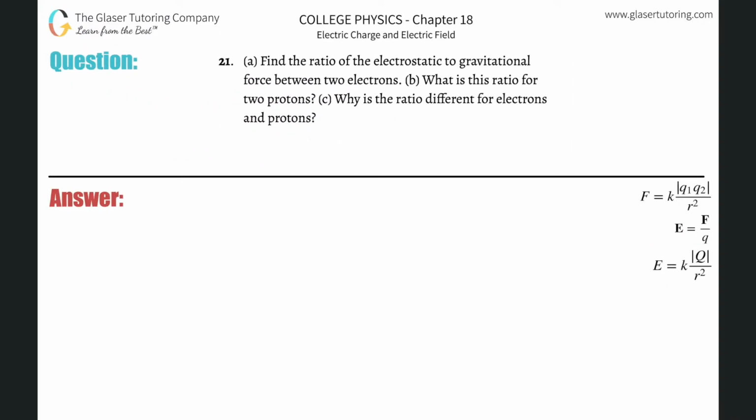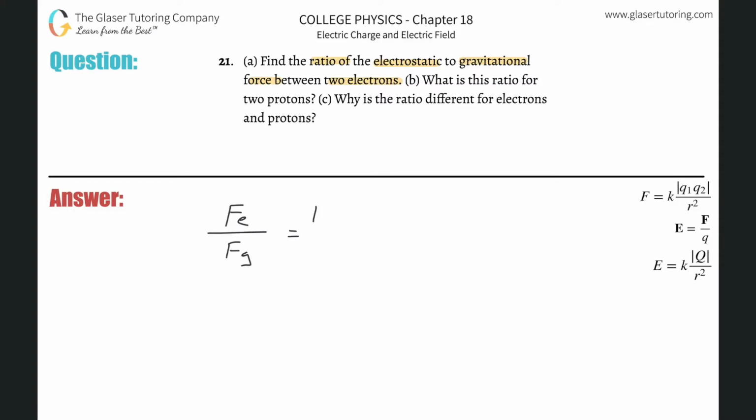Number 21, letter A. Find the ratio of the electrostatic to gravitational force between two electrons. All right, so let's start with what they're asking. They want a ratio between the electrostatic force, F sub E, to that of the gravitational force, F sub G. Now the electrostatic force is given in the equation over on the right-hand side, right?